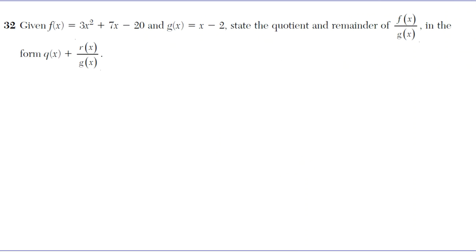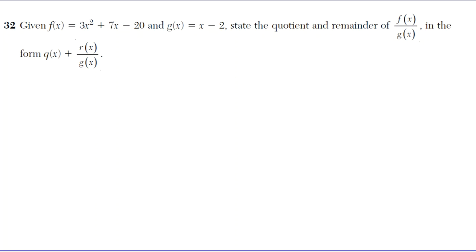Alright, let's take a look at question 32. It says, given f of x equals 3x squared plus 7x minus 20, and g of x equals x minus 2, state the quotient and remainder of f of x divided by g of x in the form q of x plus r of x divided by g of x.